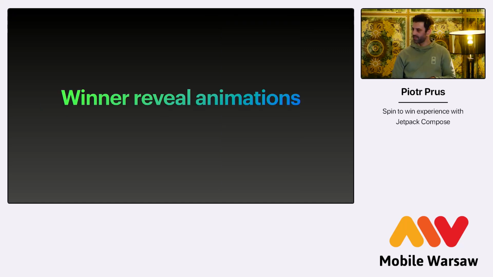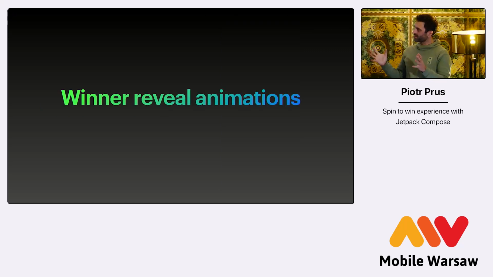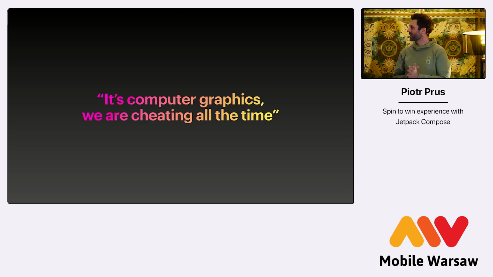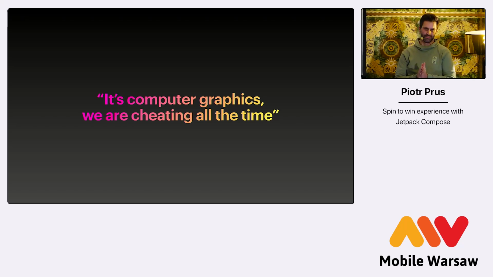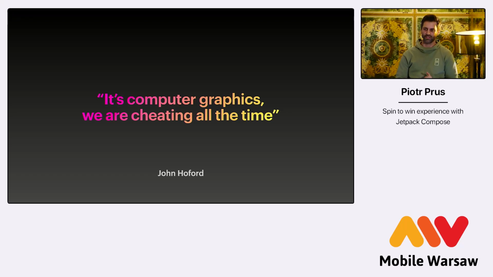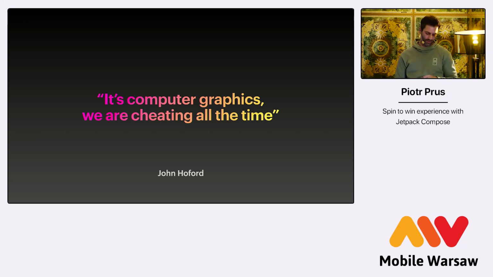Now the winner reveal animation, the thing that after we stop we want to show the prize. So one of my favorite quotes about computer graphics: it's computer graphics, so we are cheating all the time. And this is something that John Hofford said in one of his presentations at Google. This guy is doing motion layout and animations at Google for the Android system.